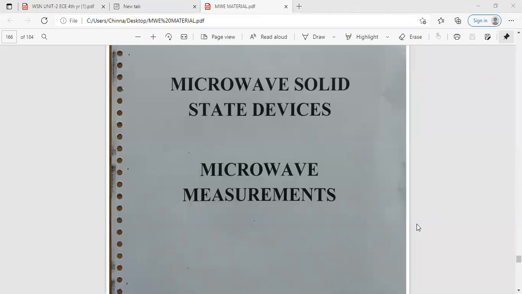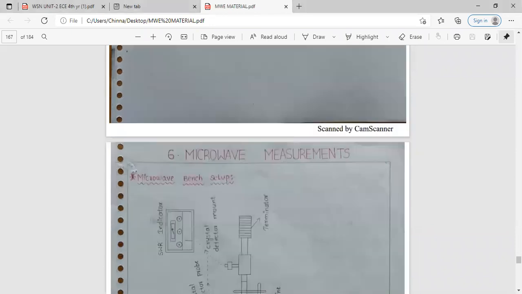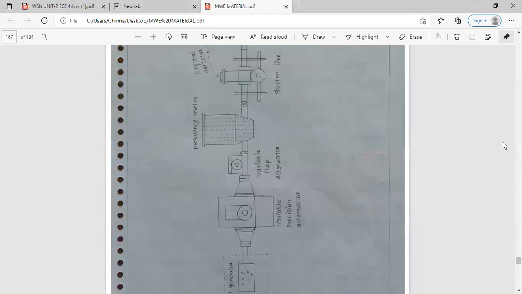Microwave solid state devices is one of the topics related to diodes. Another one is microwave measurements. Whatever experiment you want to do in microwaves, you must maintain the microwave bench setup. Microwave measurements depend on attenuation measurement, frequency measurement, and power measurement, which come under the microwave measurements.